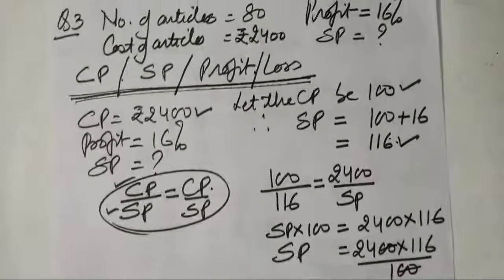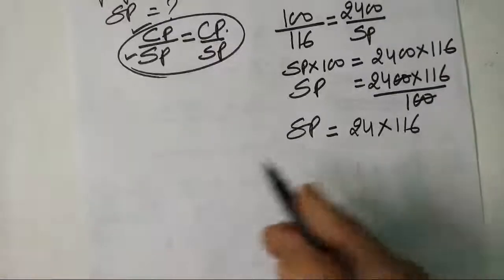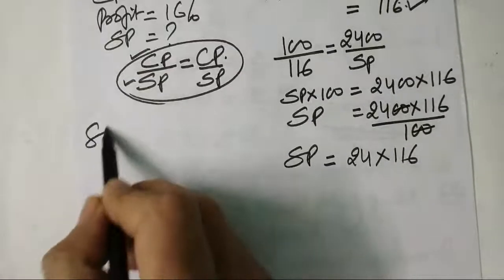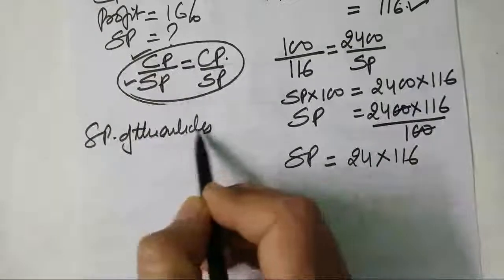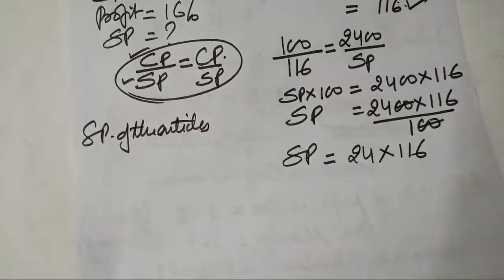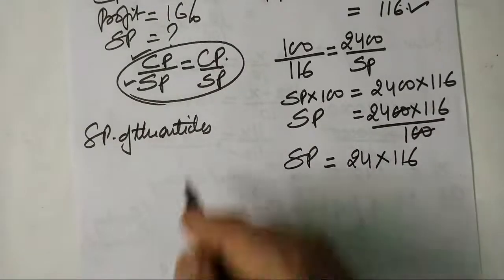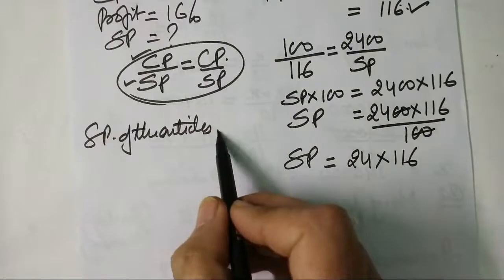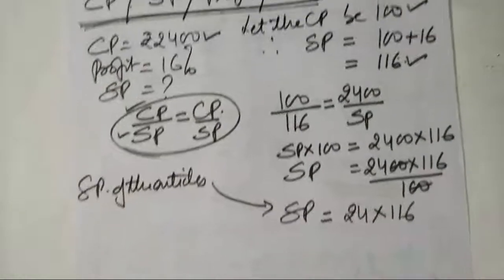The selling price of the article, the question was find the selling price. So you will write selling price of the article, and you will just multiply. When you will multiply, you will get the answer. So selling price of the article is equal to this number. So this is a common method.